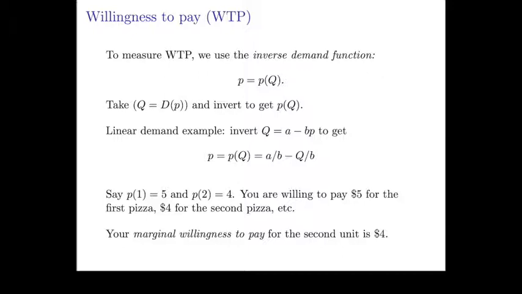So at the price of 5, you're willing to buy 1 pizza. At the price of 4, you're willing to buy 2 pizzas. Which means that for the first pizza, you're willing to pay $5. For the second pizza, you're willing to pay $4. So your marginal willingness to pay, your willingness to pay for the second pizza is $4.